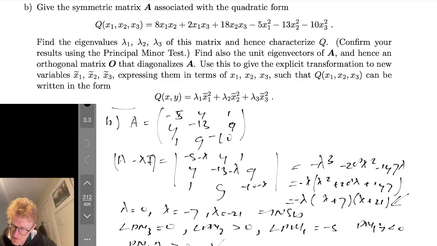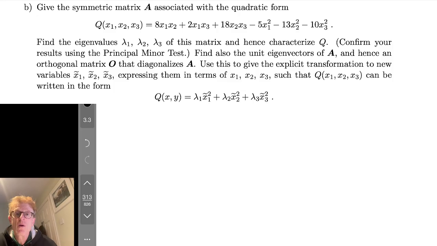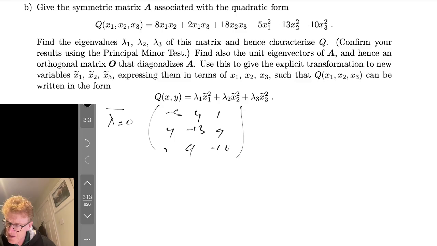So given the 3 eigenvalues, you now have to set up the systems to solve. That's minus 13, 9, 1, 9, minus 10 times u1, u2, u3 is the 0 vector.